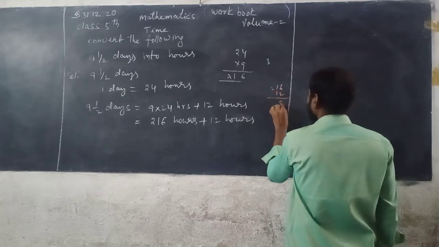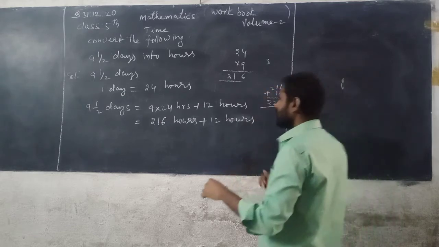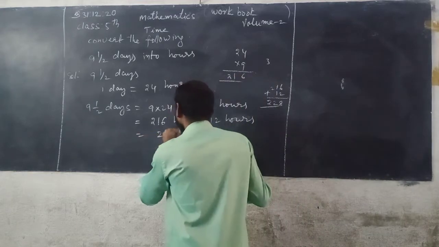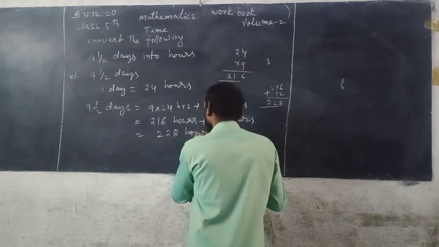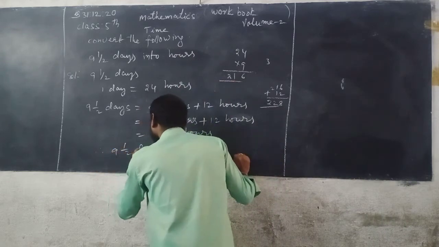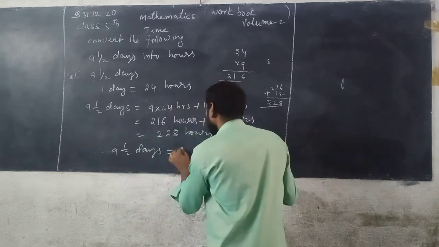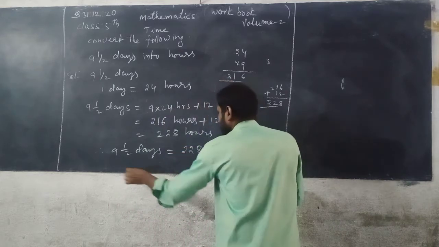Write down 216 plus 12 hours. 6 plus 2 is 8, 1 plus 1 is 2, 2. So you get 228 hours. Therefore 9 and a half days is equal to 228 hours.